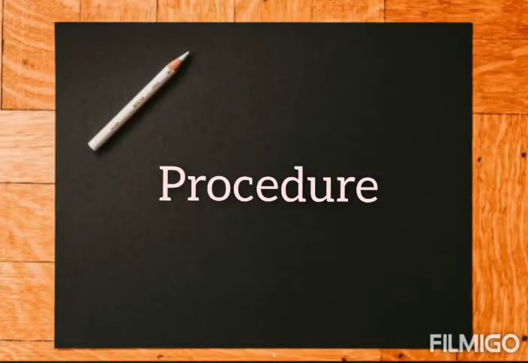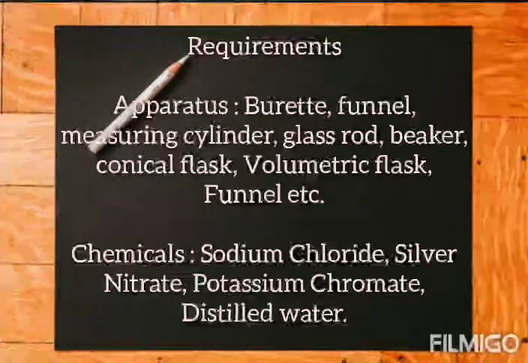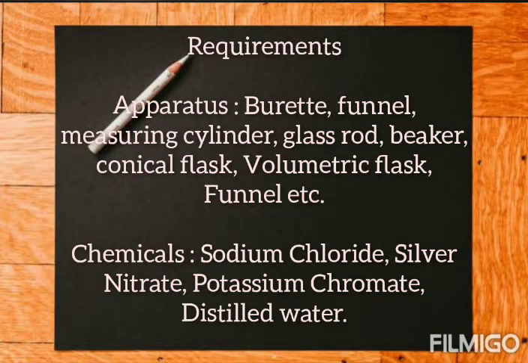Then procedure. Requirements: apparatus are burette, funnel, measuring cylinder, glass rod, beaker, conical flask, volumetric flask; and chemicals are sodium chloride, silver nitrate, potassium chromate, distilled water, etc.